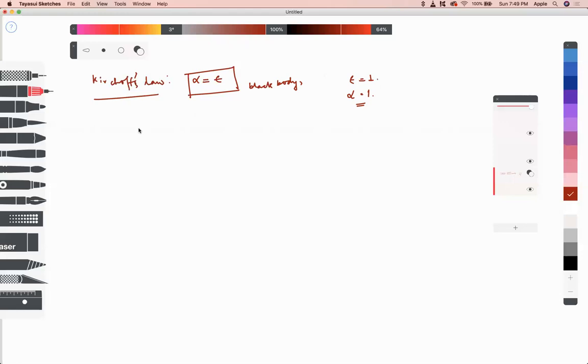So these are all about the subsidiary laws. We will start our discussion with something called view factor and solid angle in the next session. Thank you.